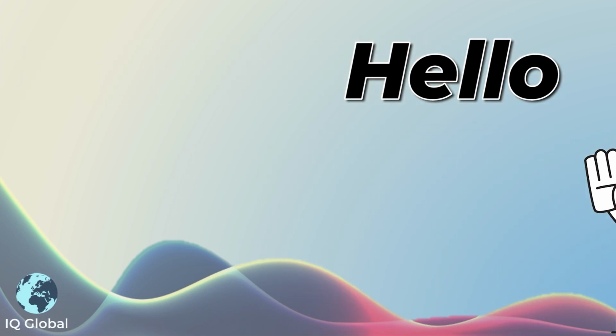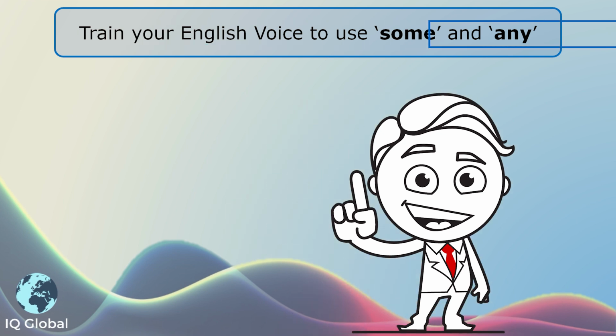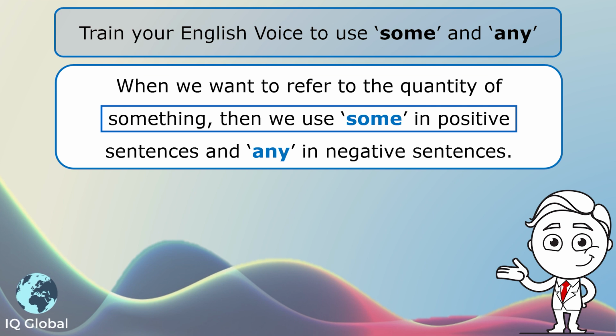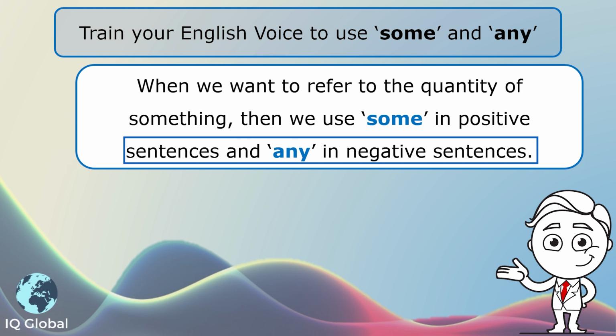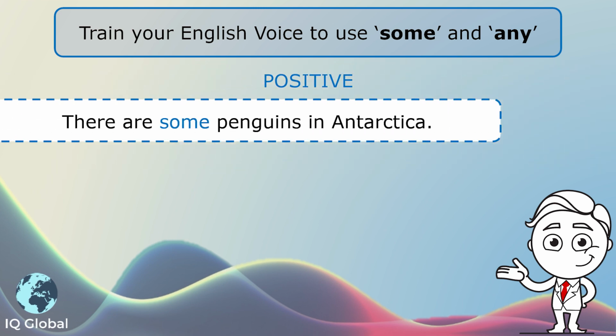Hello. Today we are going to train your English voice to use some and any. When we want to refer to the quantity of something, then we use some in positive sentences and any in negative sentences. So let's have a look at the positive sentence example.